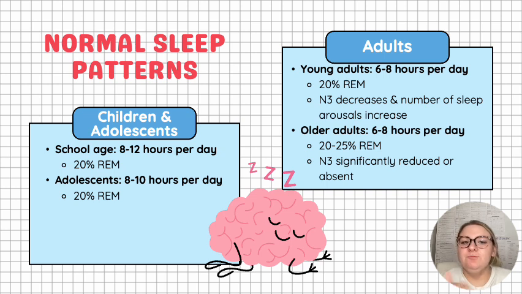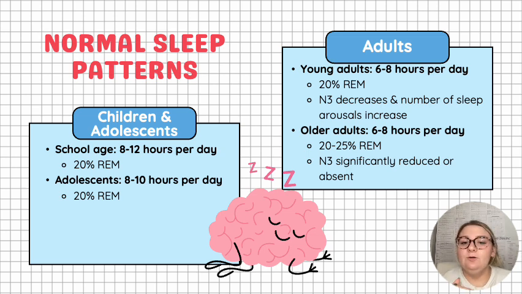Moving on to the next age group, children and adolescents. Children and adolescents both get about 20% of REM sleep. School-age children should get anywhere from 8 to 12 hours per day, and adolescents should get about 8 to 10 hours. Now, for young adults, it's recommended to get about 6 to 8 hours of sleep per day, with again 20% REM sleep. However, N3 will decrease and the number of sleep arousals will increase, which may lead to less qualitative sleep. And then again, for older adults, it should be about 6 to 8 hours per day.